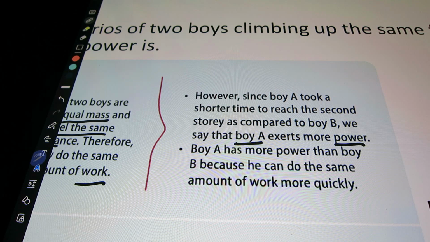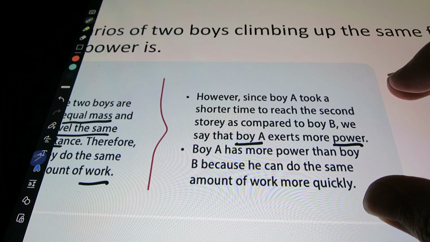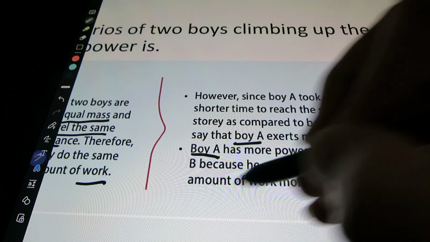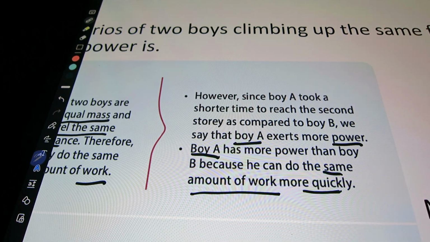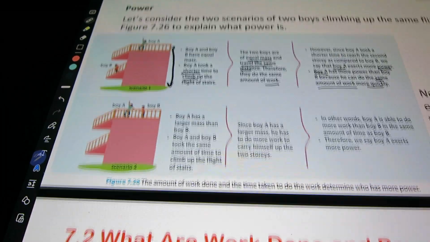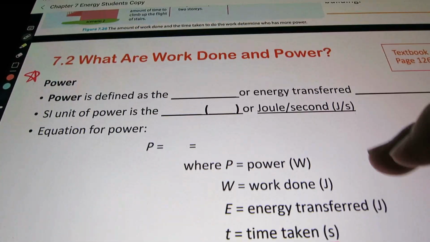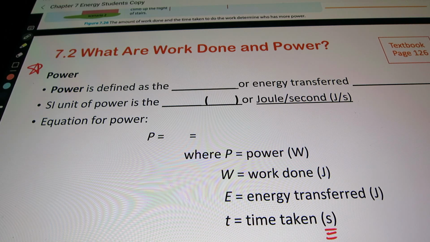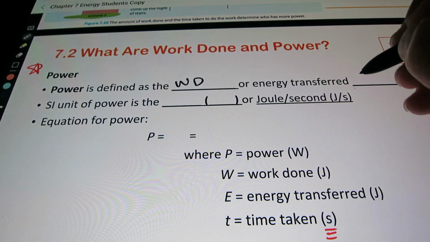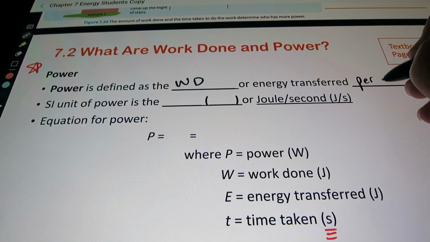Alright, so we'll discuss what power is very quickly. Basically, what it means is that boy A is doing the same amount of work, but he's doing it in a much shorter time. So that is in essence what power is. So what is power? Power is defined as the rate of work done or the work done per unit time. So it's just work done or energy transferred per unit time.